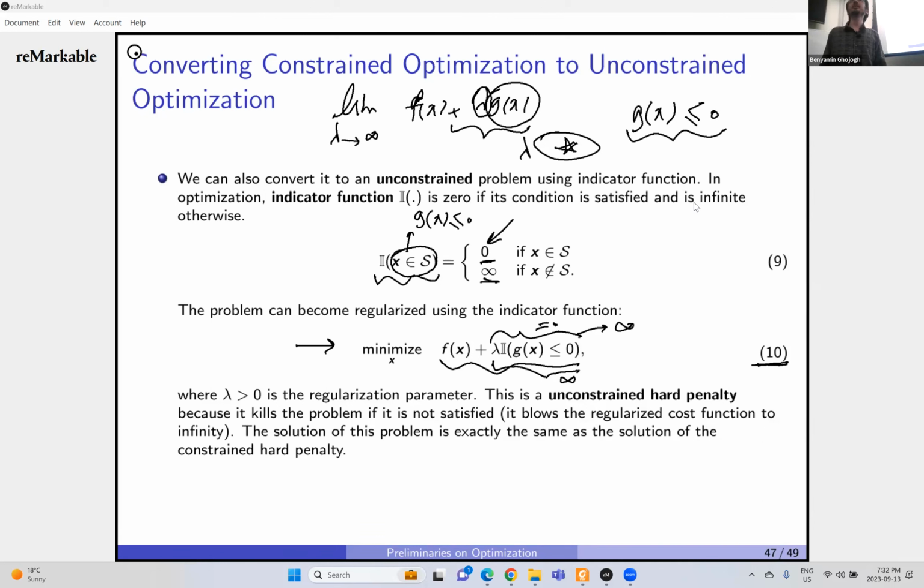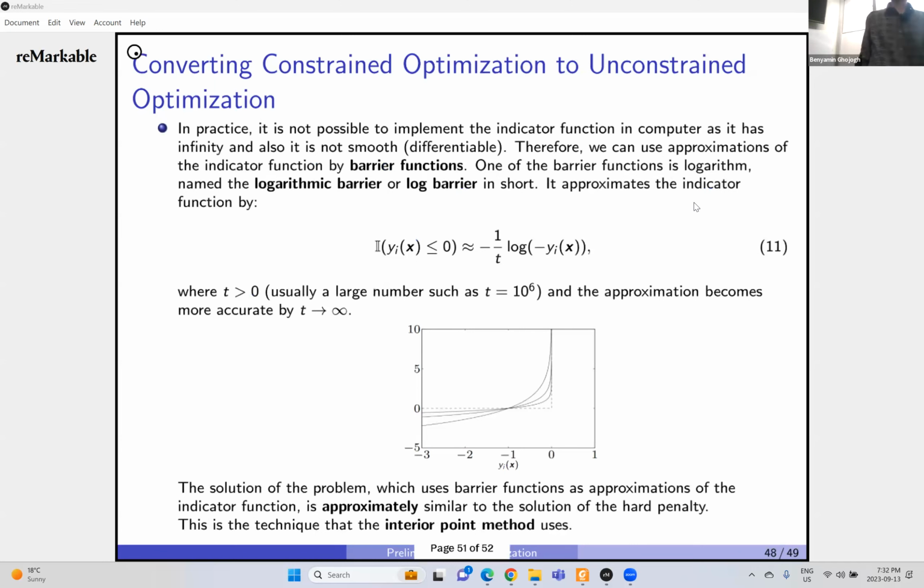Any other question? No? Okay, so now we have the indicator function. Everything is nice in mathematics, but in computer, no. We can't implement infinity in computer, right? So let's approximate the indicator function again. So what is the indicator function? It's this. Do you see that?